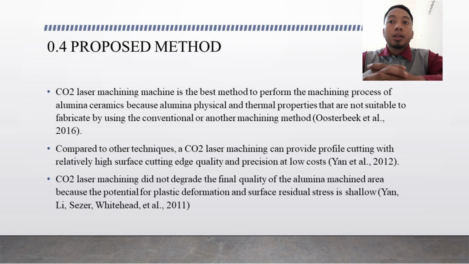From the literature review, the proposed method is using CO2 laser machining. CO2 laser machining is the best method to perform the machining process of alumina ceramic because alumina's physical and thermal properties are not suitable for fabrication using conventional or other machining methods, by Ostbeek 2016.